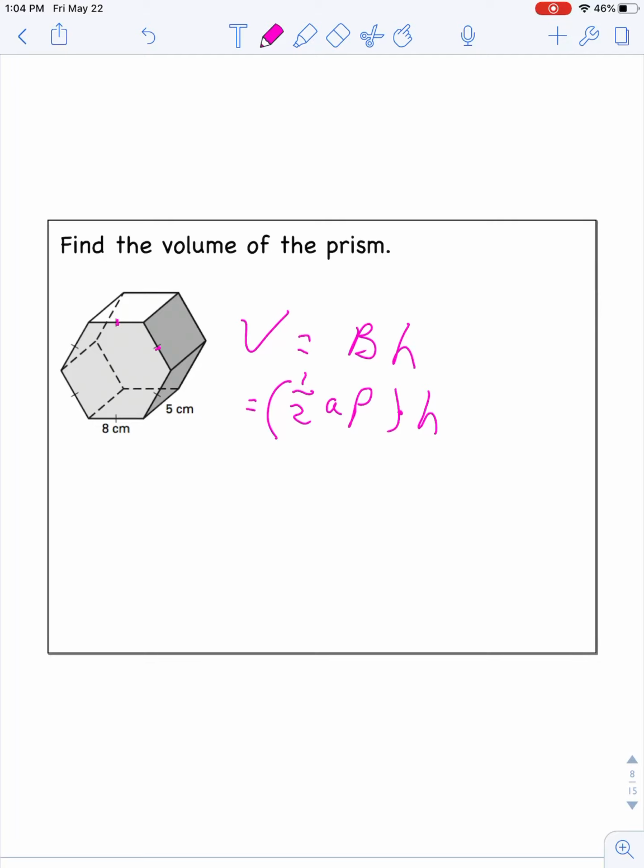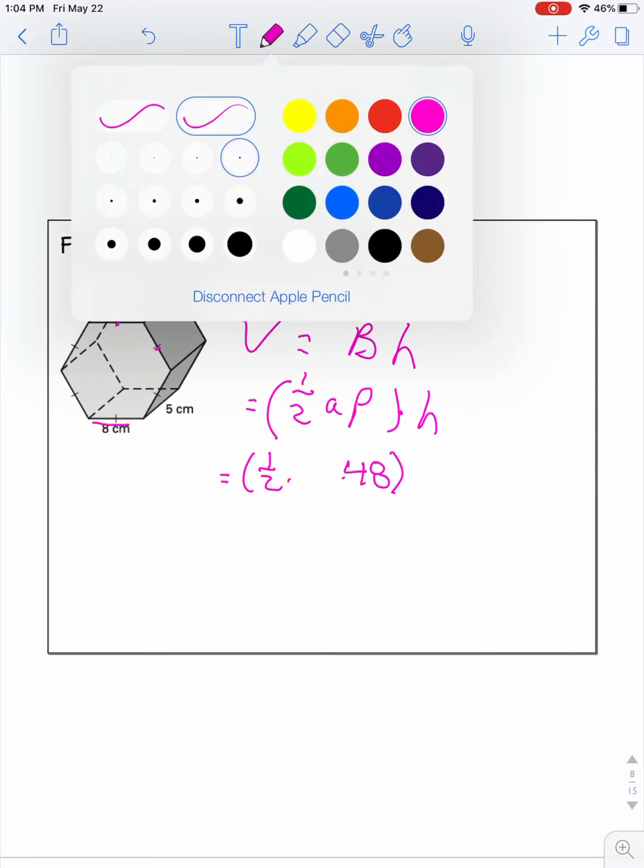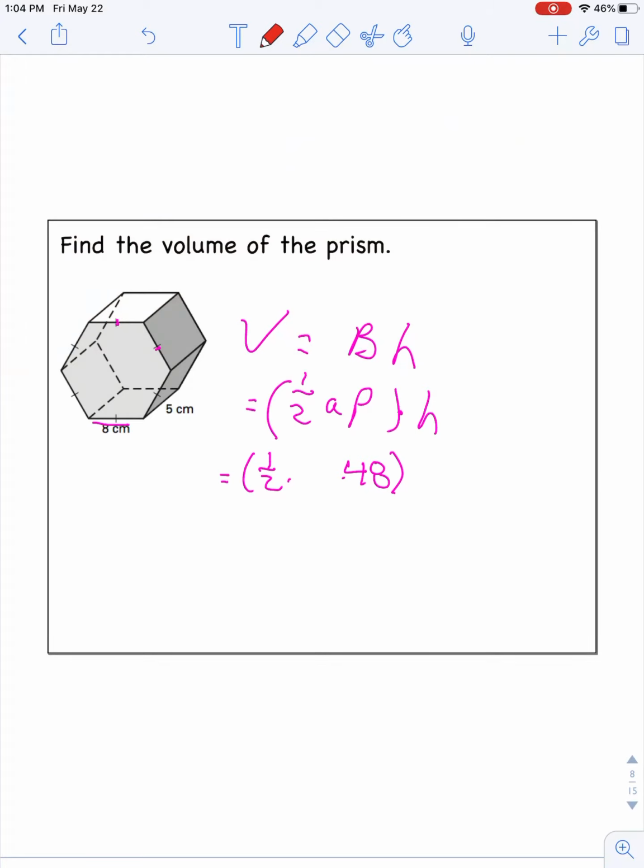So do I know the apothem? No. Do I know the perimeter? Yes. So I'm looking for the apothem, but I know the perimeter is 8 times, we have 1, 2, 3, 4, 5, 6. So 6 times 8, our perimeter is 48. So now I need the apothem. Okay, so how do I find that apothem?